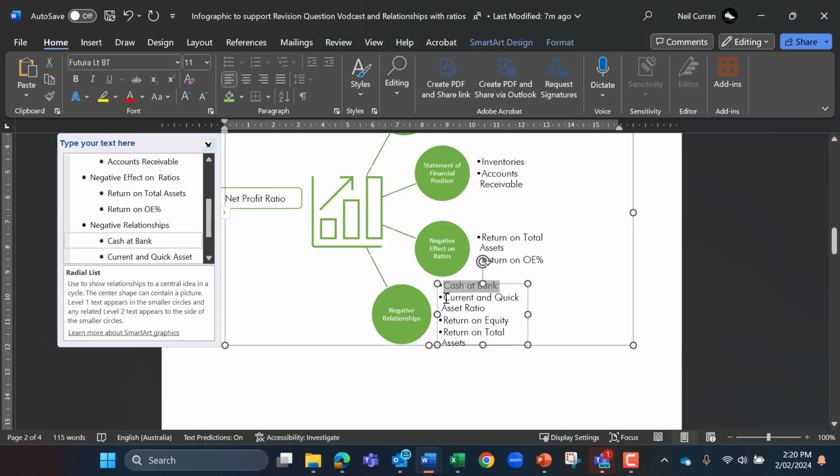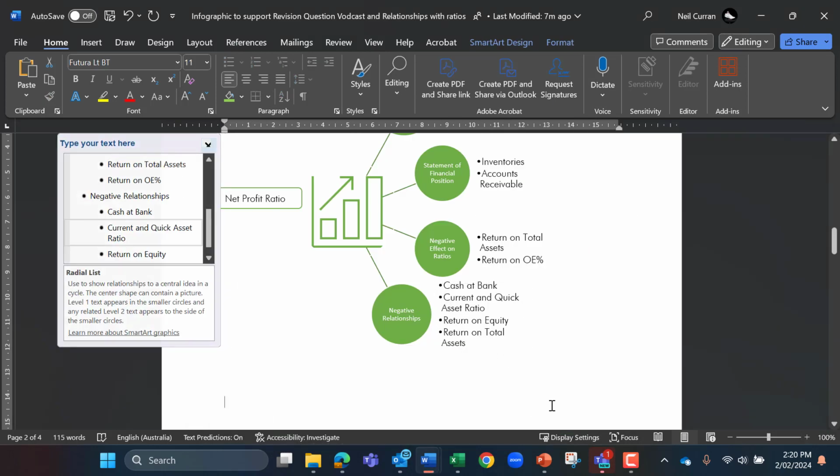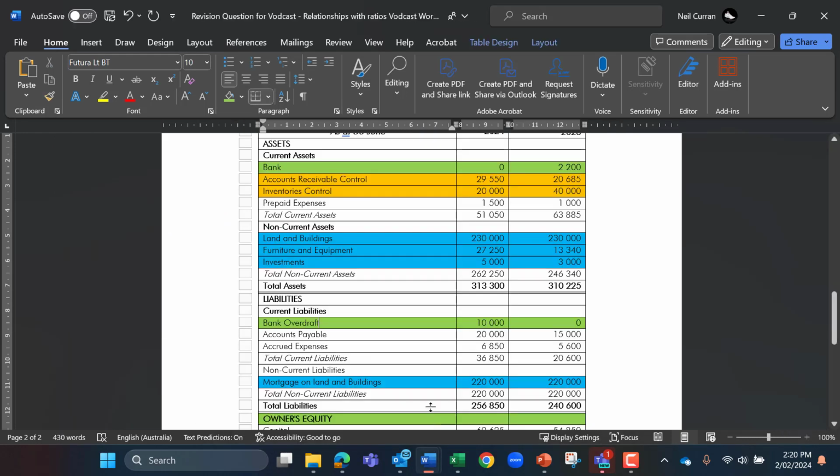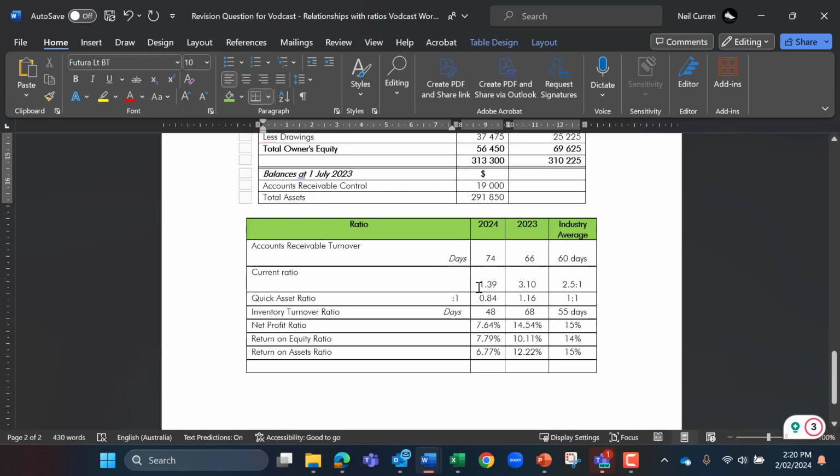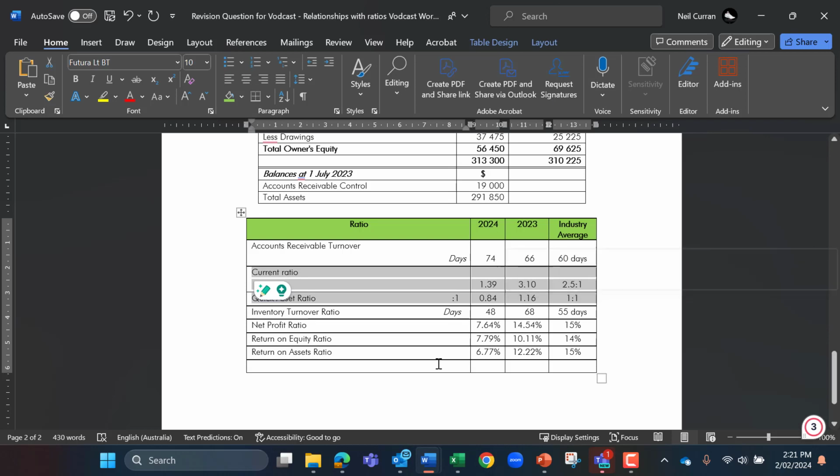The net profit ratio will also impact the current and quick asset ratio as well. So if we can see here down the bottom in this key data here, the current ratio has gone from 3.1 to 1.39. The quick asset ratio has gone from 1.16 to 2.84. These need to be as high as possible. In particular, the quick asset ratio being around 1 to 1 and the current ratio being around 2 to 1. So we can see here the profitability has reduced the cash at bank, which has created a bank overdraft, which has therefore decreased the current and quick asset ratio as well.